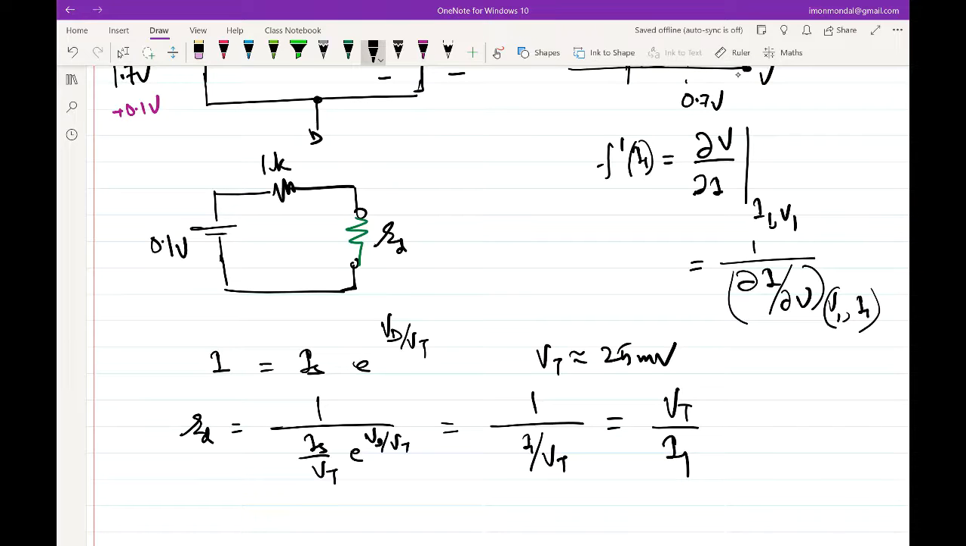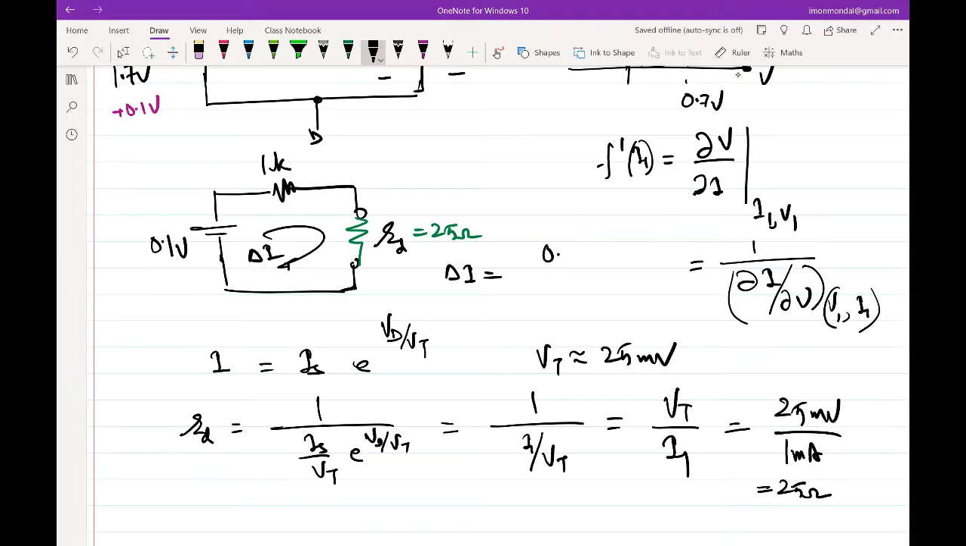We know what VT is. This is 25 millivolt. And we know the operating condition under which we are evaluating this circuit. What is I1? 1 milli. So this RD becomes 25 ohms. If that is the case, what will be the incremental current? What will be delta I? That is a piece of cake. So delta I becomes 0.1 by 1025, right?